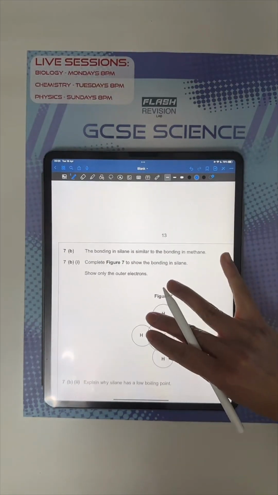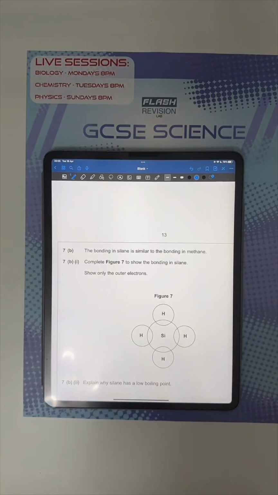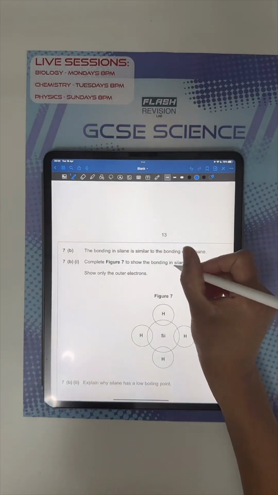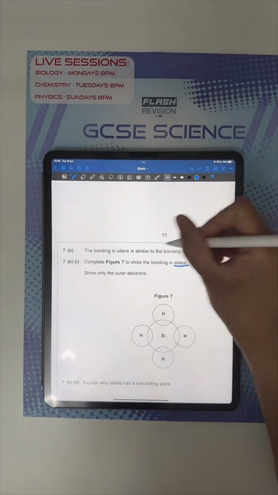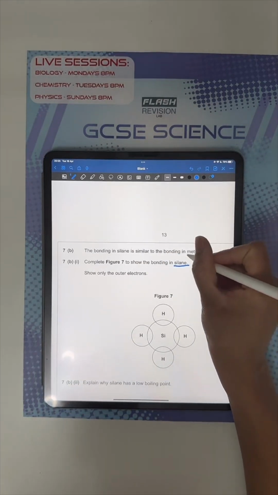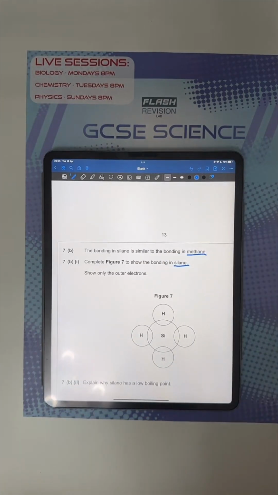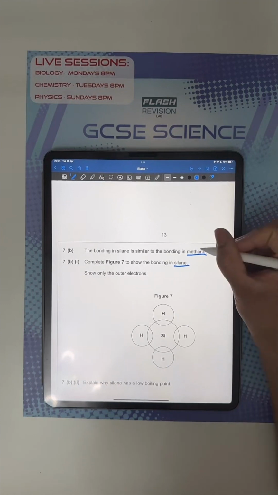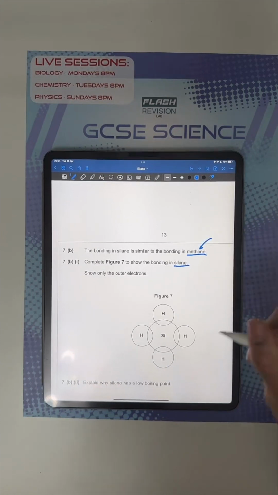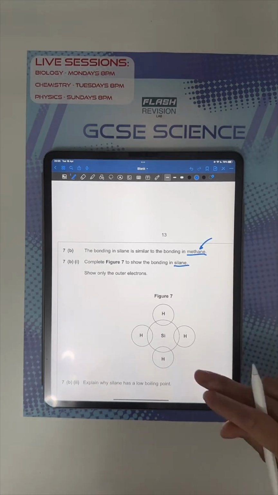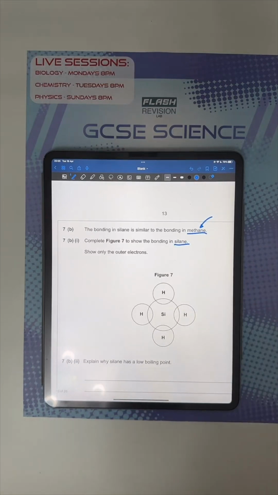First question is on covalent bonding. So here we've got something called silane. Bonding in silane is similar to bonding in methane. Earlier this week we posted a video on all the covalent compounds that you need to know. Methane is one of them. If you know what methane looks like, it's quite straightforward what the answer to this is.